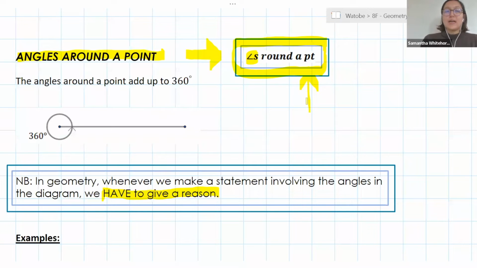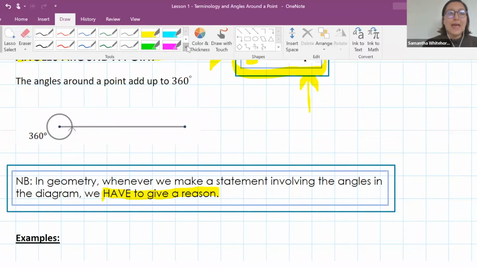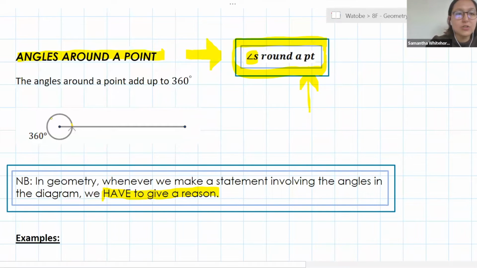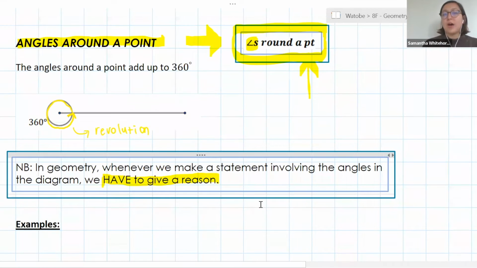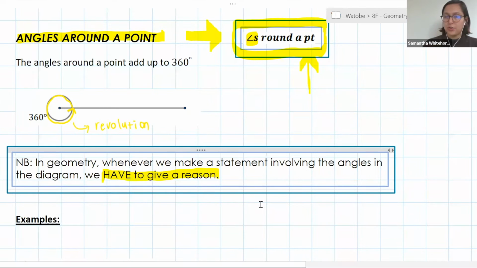Now, what we know is that if we go all the way around a point, I'm eventually going to create a circle. And we know that a circle contains 360 degrees. So if I go all the way around one single point, I have gone 360 degrees. This is a revolution, hopefully you can see this. And we know that a revolution is 360 degrees. So anytime we are working with angles around one central point, we are working with a total of 360 degrees. So let's have a look at some examples of how we would now use this reason in order to solve for an unknown.